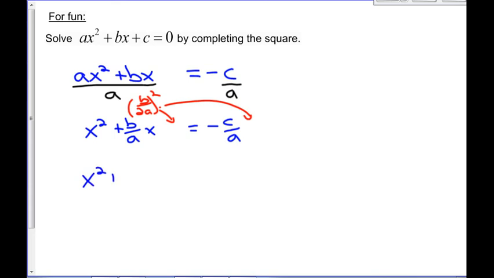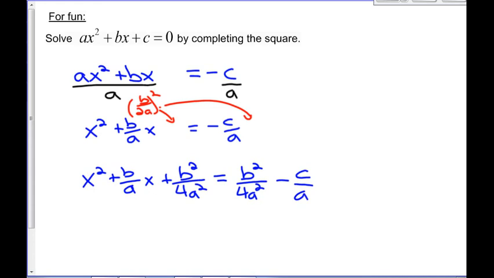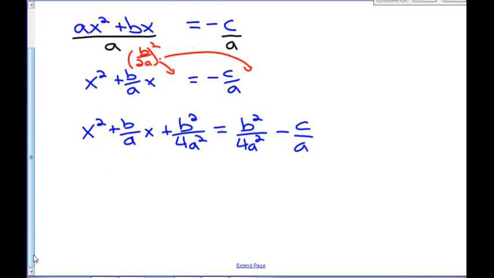So I'll have x squared plus b over a x plus b squared all over 4a squared equals, on this side I'm going to put that part first, the b squared over 4a squared minus c over a. I just happened to put it first. Now we're going to factor the left-hand side. So it factors to x plus half the middle coefficient. So that would be b over 2a, all squared.